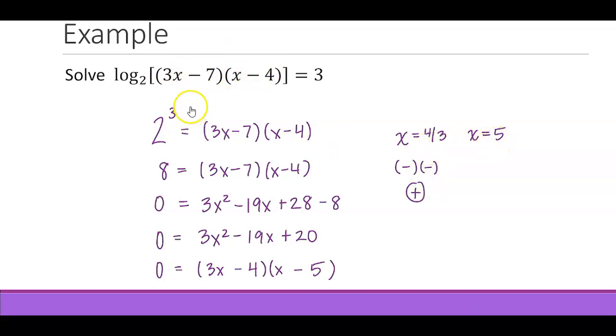And if I try x equals 5, 3 times 5 is 15, minus 7, that's 8, so that's a positive. And then 5 minus 4 is positive. So 5 checks out as well. So I have two solutions to this logarithmic equation, 4/3 and 5.